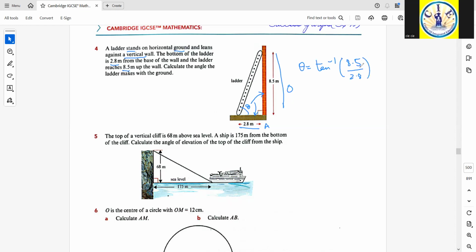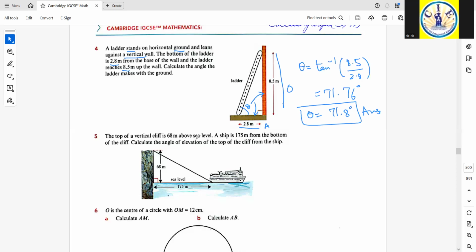So when I use the calculator to calculate it, I get tangent inverse 8.5 divided by 2.8, which gives 71.76 degrees. And since we know that the angle has to be retained to one decimal place, that should be 71.8 degrees. So that is the answer to question number 4.